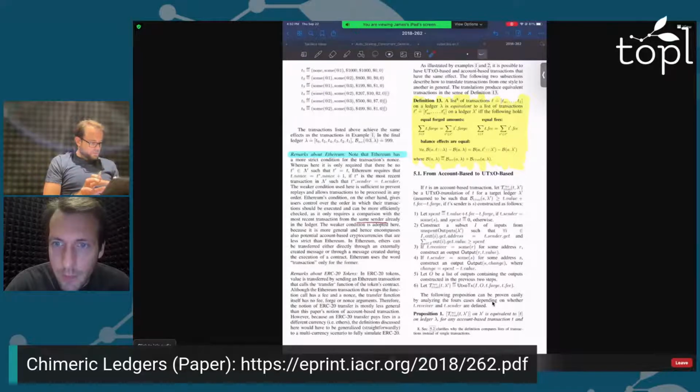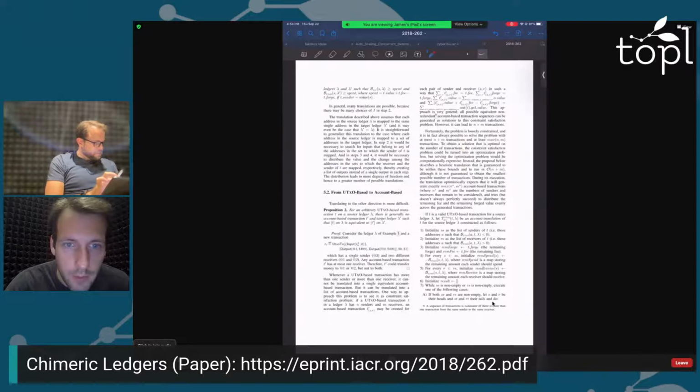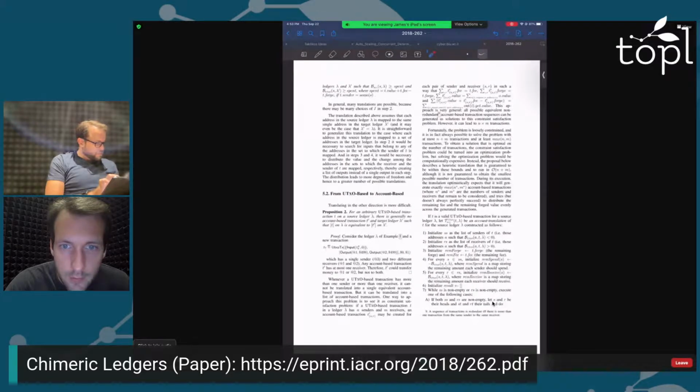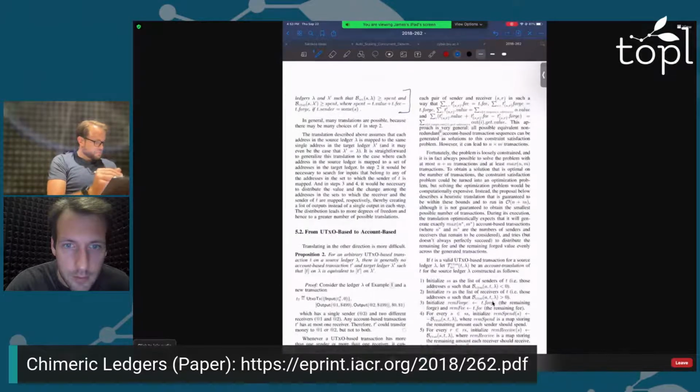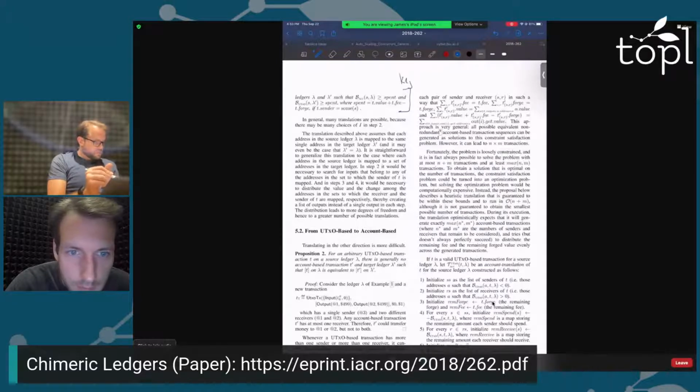And then their equivalence proposition is in proposition 1. The translation of a transaction on ledger lambda prime is equivalent to that transaction on ledger lambda, the original ledger, for any account-based transaction T and ledgers lambda and lambda prime, such that the balance is greater than or equal to the spent, and the balance in lambda prime is greater than or equal to the spent, where spent is the value plus the fee minus the forge, if T sender has some address S, I think. Is that right? S is supposed to be the address.